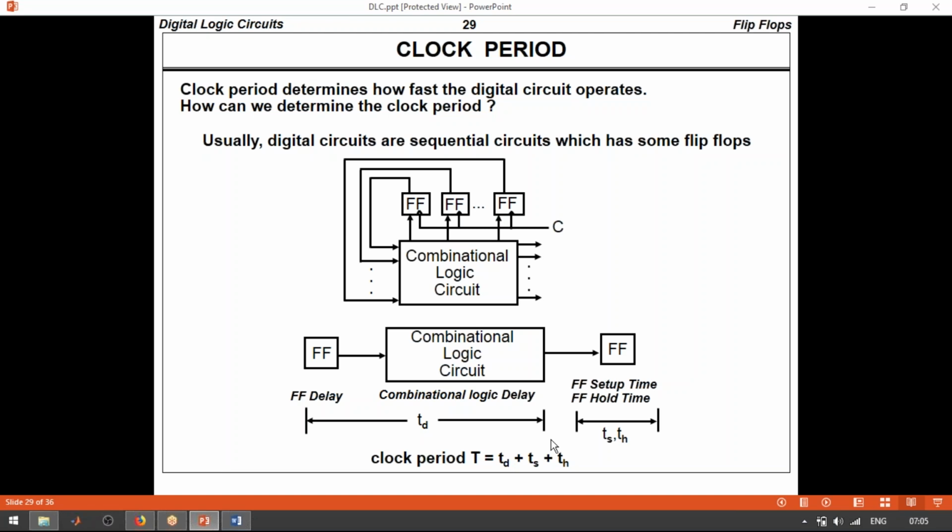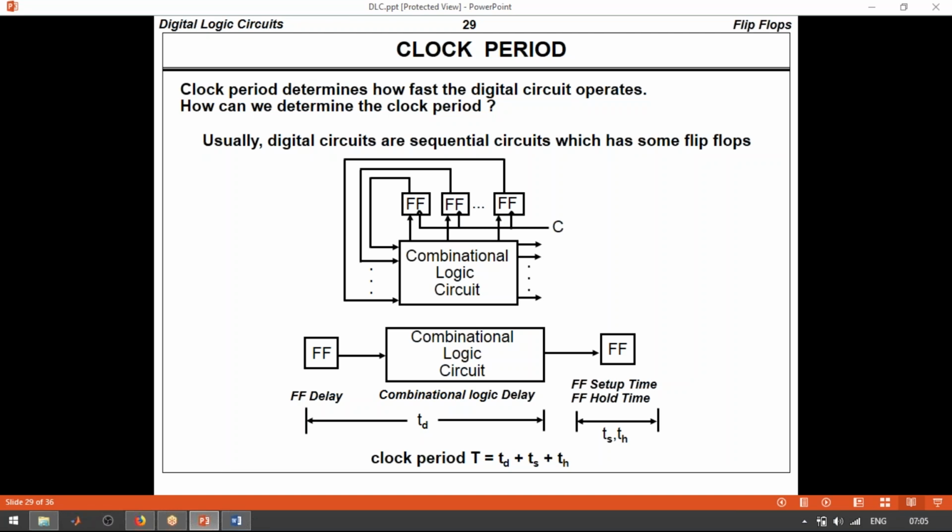Yep. Setup time is the time before the clock pulse that our input should be stable, and hold would be the time after the clock. After a clock pulse arrives, the output must be stable to sample the output. Yep. And delay time?